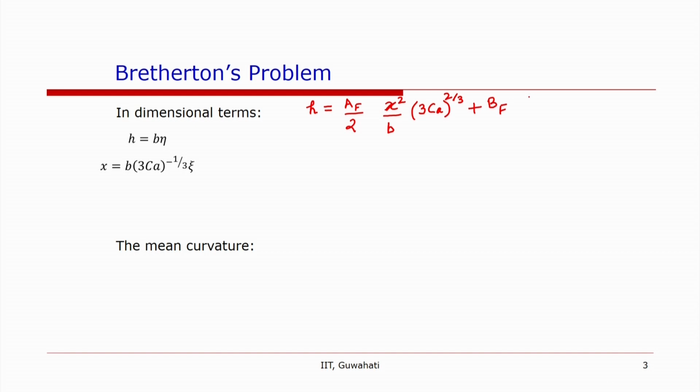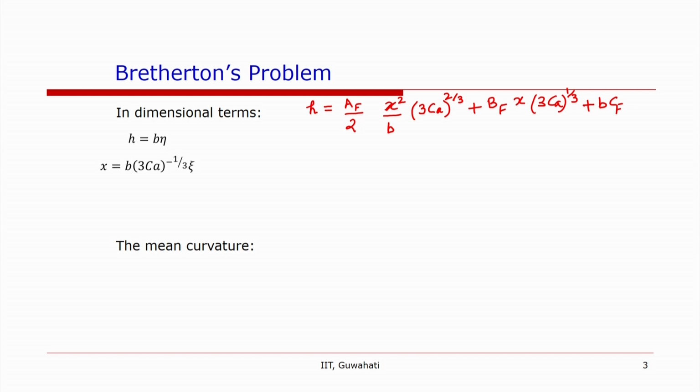So psi will be x over b, so b will cancel out. We will have x into (3Ca)^(1/3) plus b into cf. So that is the equation in the dimensional form, and this equation is for the sphere.